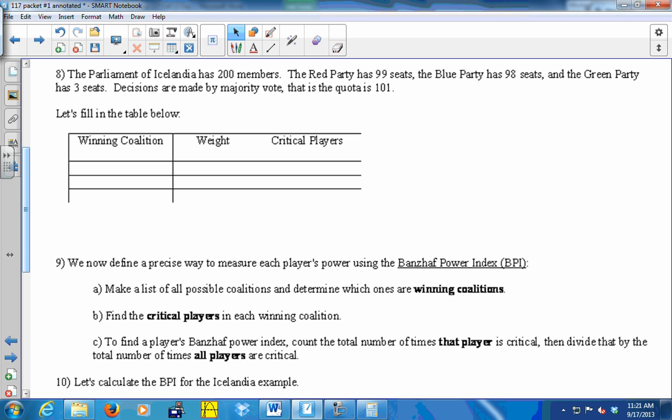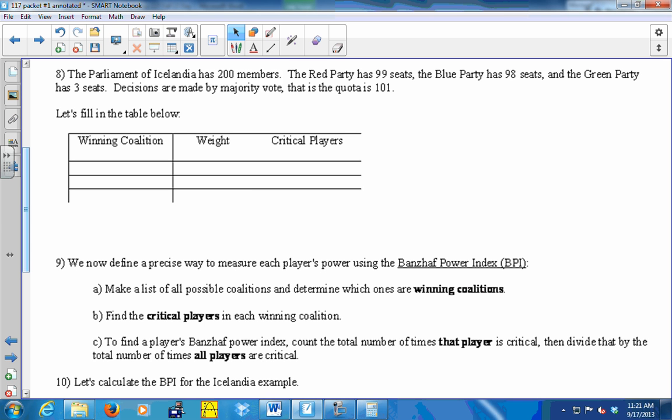So you have the Parliament of Icelandia. It has 200 members. The Red Party has 99 seats, the Blue Party has 98 seats, and the Green Party has 3 seats. Decisions are made by a majority vote, so the quota would be 101. Because there are a total of 200 members, a majority has to be more than half, 101.